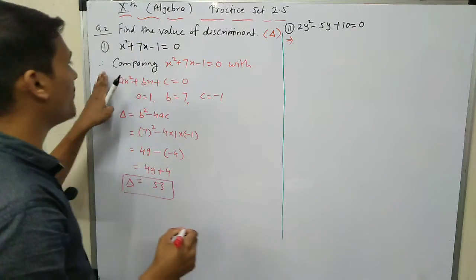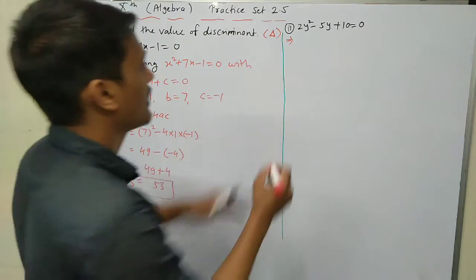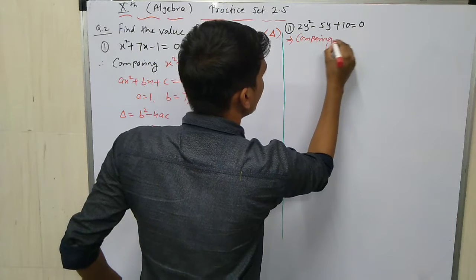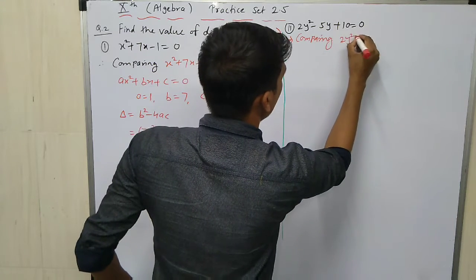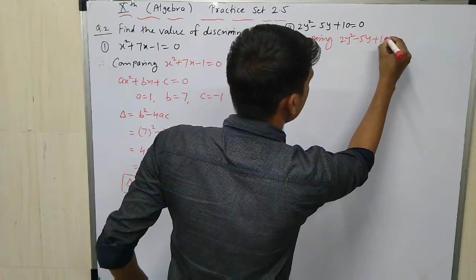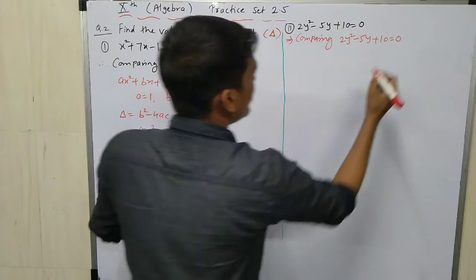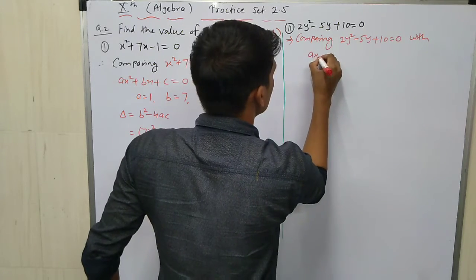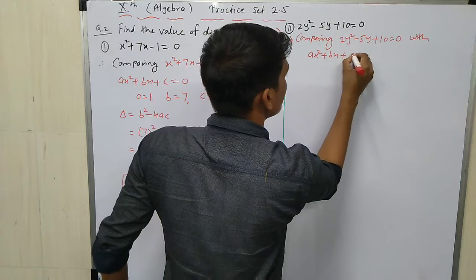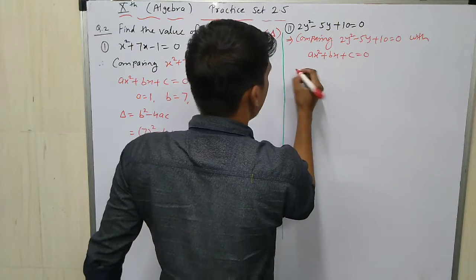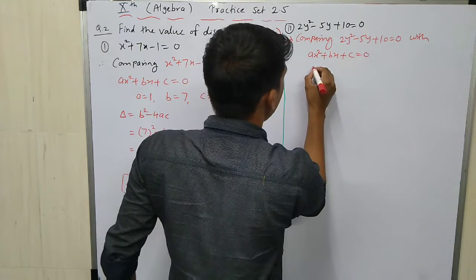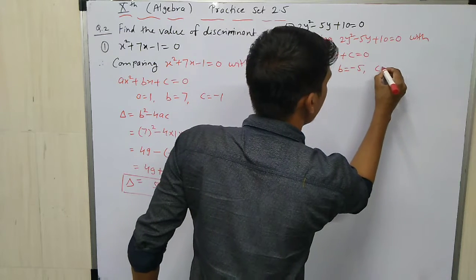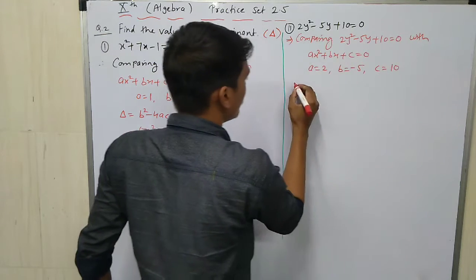First, you can save comparing 2y square minus 5y plus 10 is equal to 0 with standard form ax square plus bx plus c is equal to 0. Now what is the value of a? A is equal to 2, b is equal to -5 and c is equal to 10.